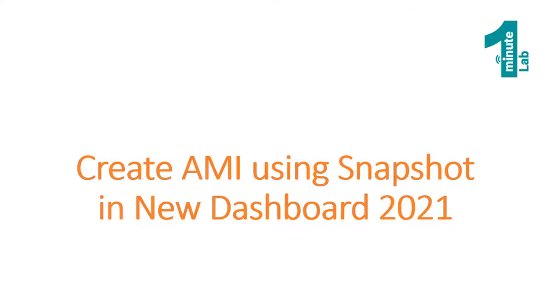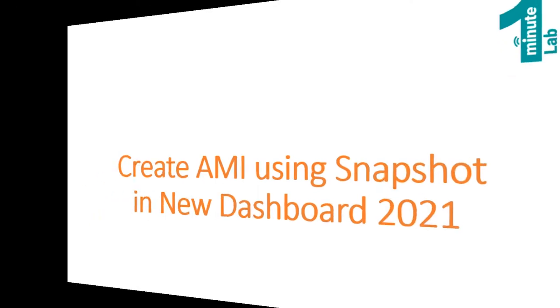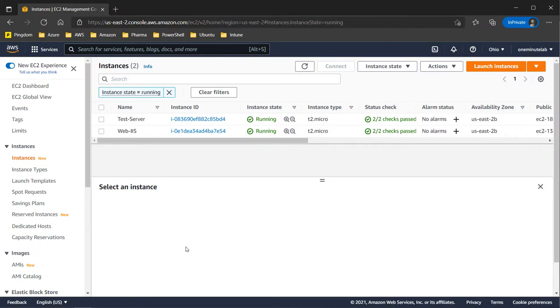Hello OneMinuteLab. Today we will see how we can create an AMI using a snapshot in our new AWS dashboard. So let's move to the AWS console. As you can see, we are in our EC2 dashboard.